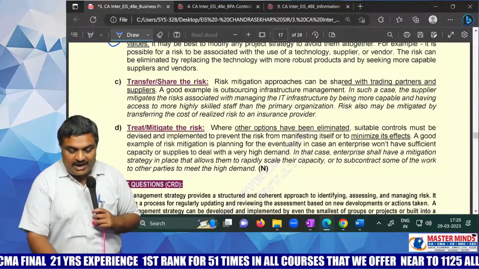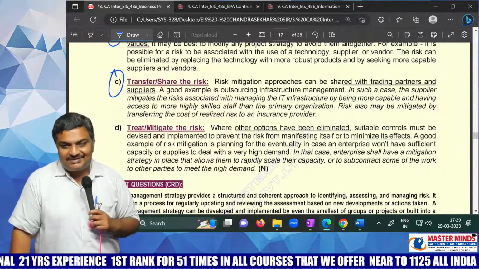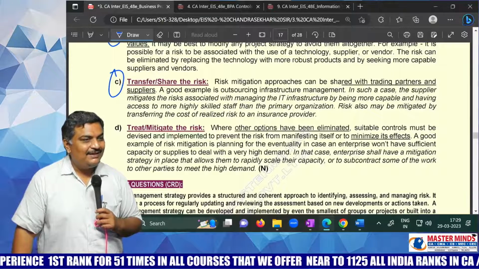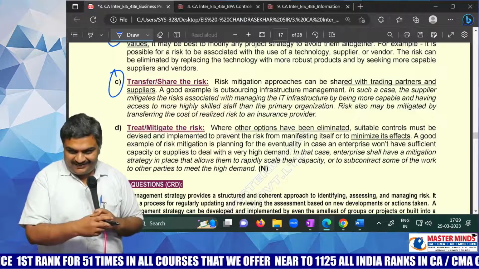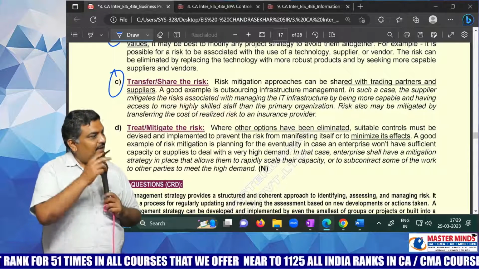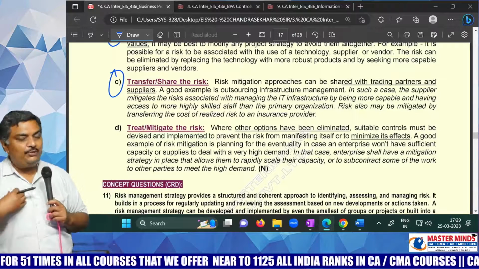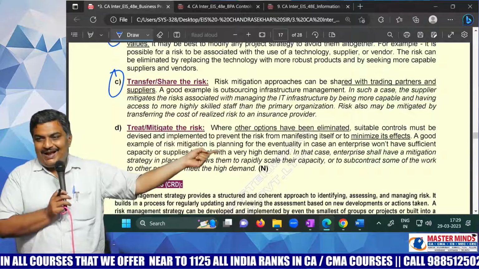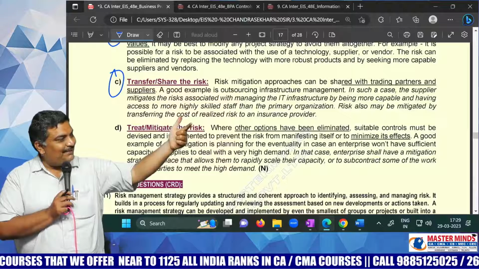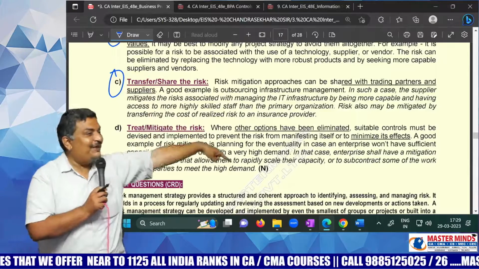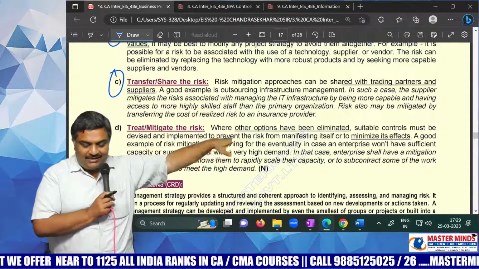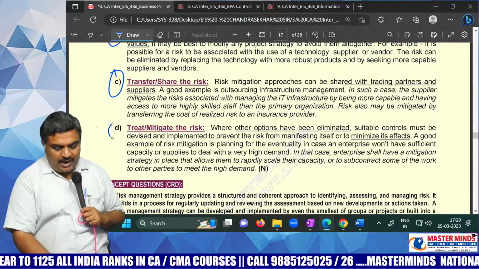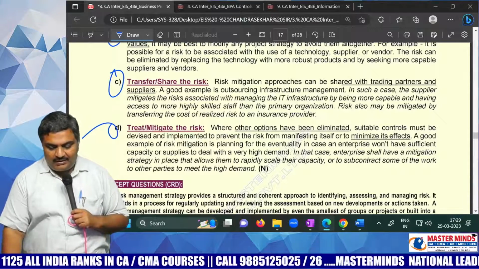And sometimes transfer or share the risk. What is insurance? Insurance means sharing the risk only, isn't it? Actually, it is your server. Okay. And when that server goes down, you need to bear the risk. But now you are paying some money to the insurance company and getting it insured. And now you are transferring the risk to the insurance company. When the server is down, they have to pay money to you. Isn't it? It is called transferring or sharing the risk. That also we do.